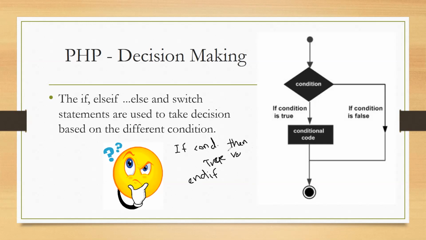Another simple selection is when the condition is true, something happens. Otherwise, another process happens. When the condition is false, another process happens. So in that case, we need the else part.